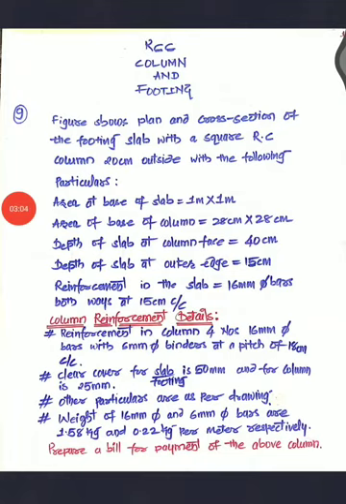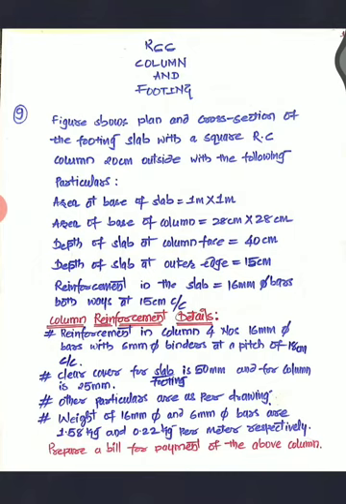Now we'll take an example, solve the problem and get the reinforcement details. First I'll read the problem in short as much as possible. The figure shows the plan and cross section of a footing slab with a square RC column 20 cm outside, with the following particulars. The column size is 20 cm by 20 cm above the plinth. Then the particulars are given about the base slab. That base slab is a footing slab, that is, the area of the base slab is 1 meter by 1 meter.